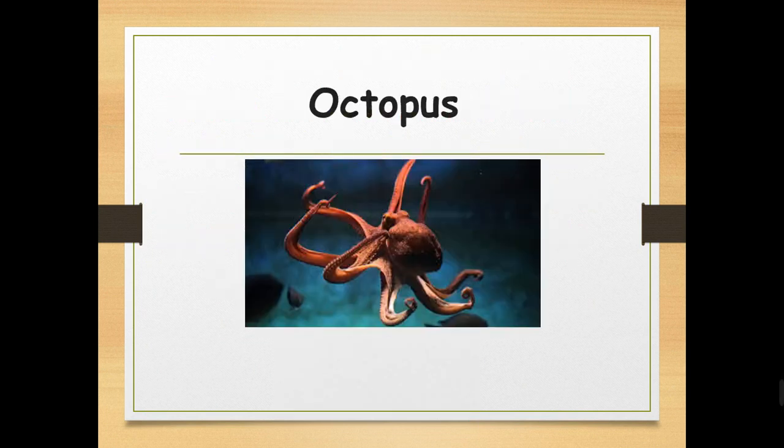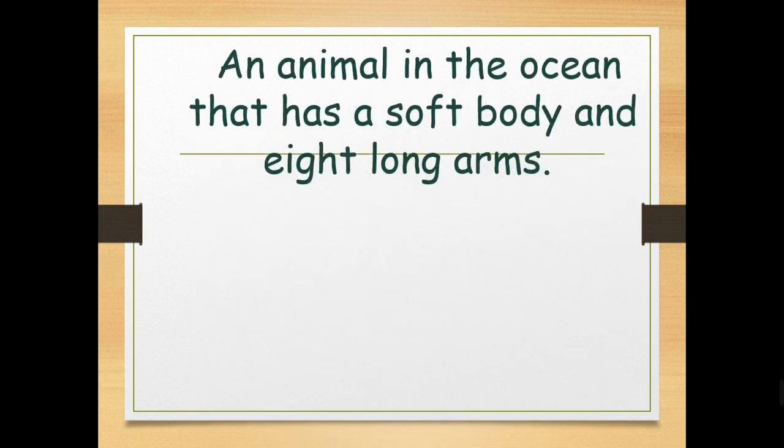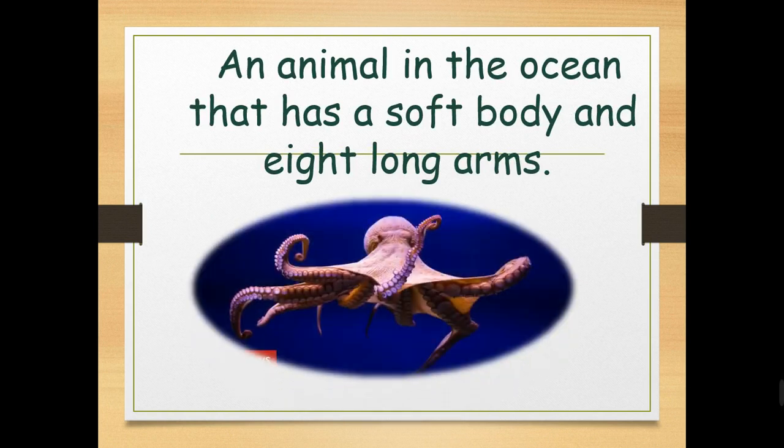Last one we have, I think all of you know this before. It's called octopus. What is octopus? It's an animal in the ocean also that has a soft body and 8 long arms. How many arms does it have? It has 8.